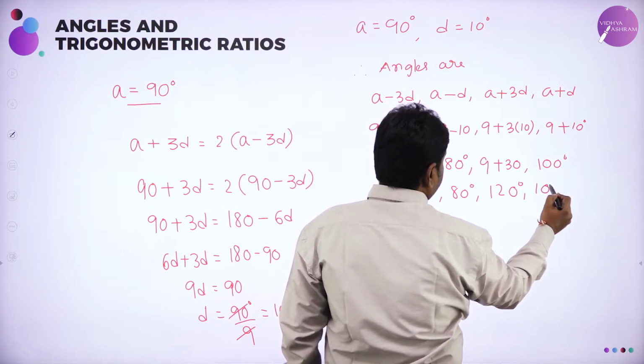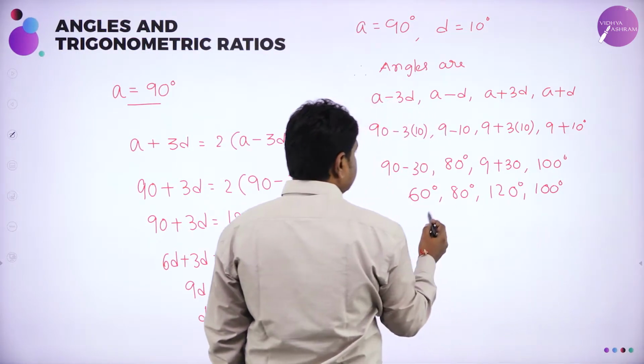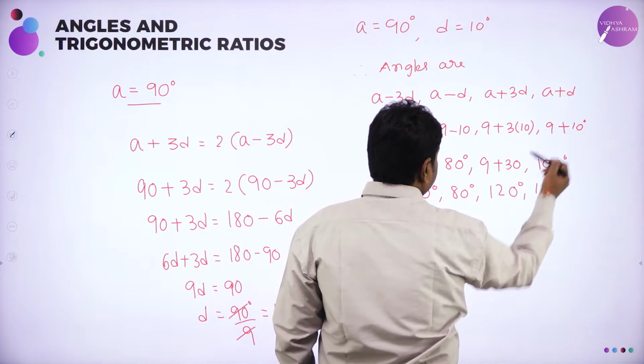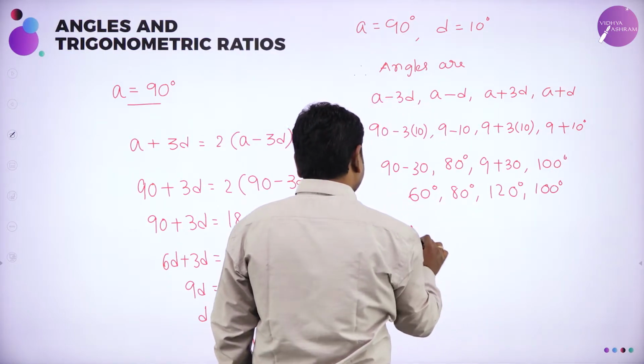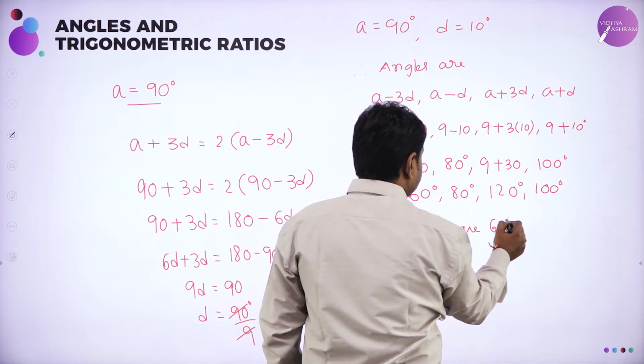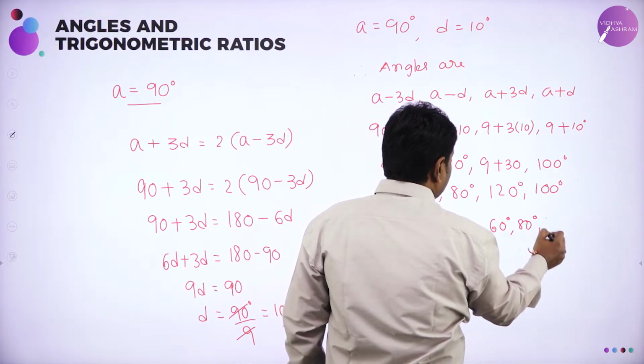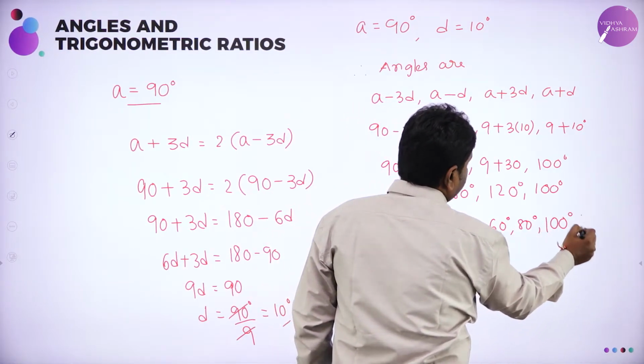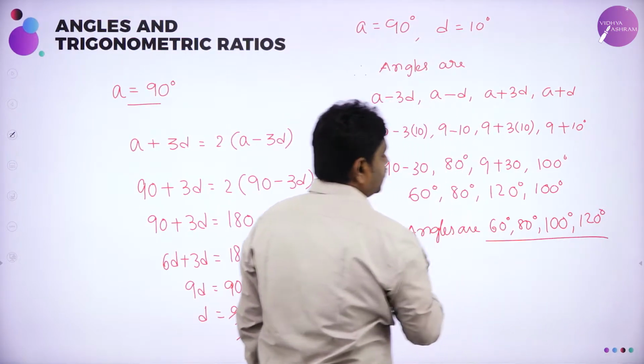A plus D I have arranged in the other way. So now arrange it in order. First you write A minus 3D, and then so therefore the angles are 60, 80, 100 and 120. Write it in order. So now these are the angles.